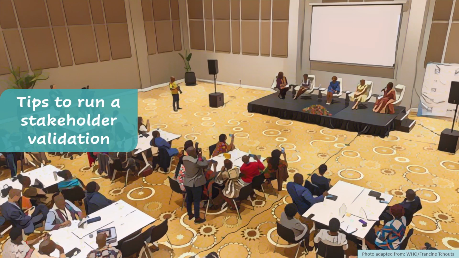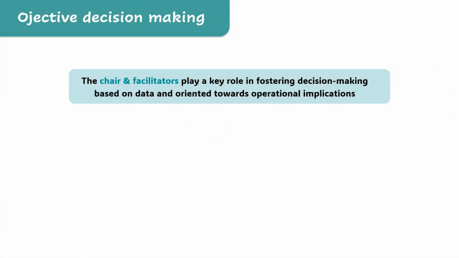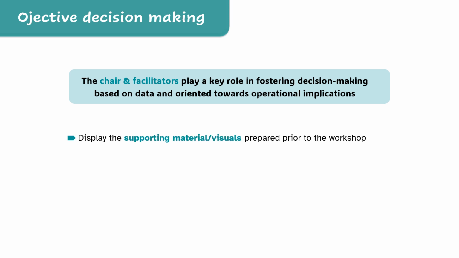We will now go through a few tips to run a successful stakeholder validation. The chair and the facilitators play a key role to keep a sound decision-making process on track. This means ensuring that decisions on PAMI are grounded on data and take into account operational implications. Displaying the supporting material and the visuals prepared ahead of the workshop helps focus the attention and the discussions on data.